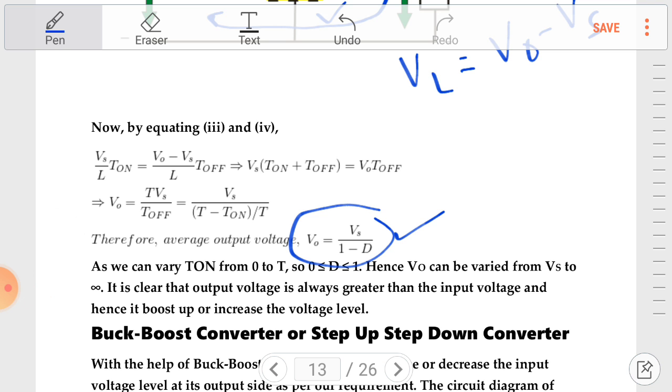By putting values of D from 0 to 1, we find that V output is always greater than the source voltage. In the next video we will continue with the buck boost converter.